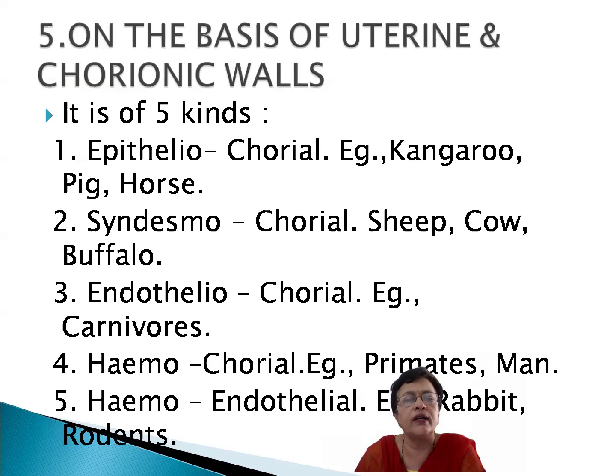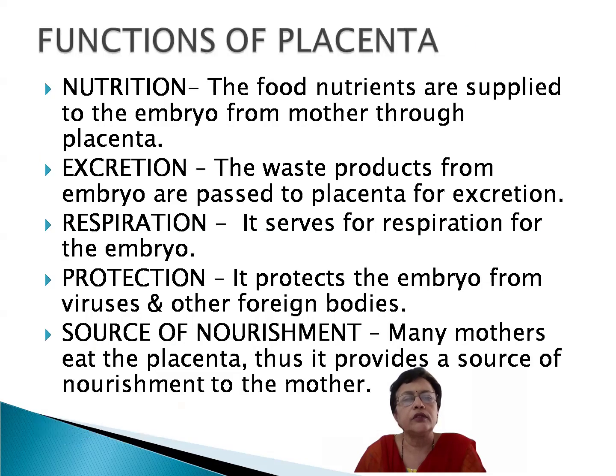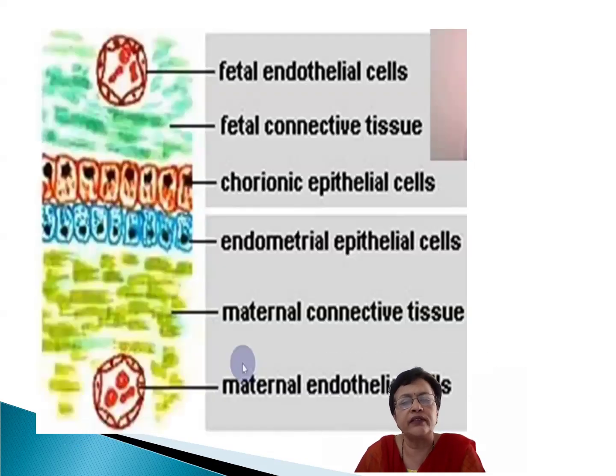Such kind of placenta is called epitheliochorial placenta, which is present in kangaroo, that is in marsupials, in pig, in horse, etc. If we take into account the next placenta, that is syndesmochorial placenta, if there is absence of the endometrial epithelial cells, such kind of placenta will be called syndesmochorial placenta, because the entire chorionic part is embedded in the maternal connective tissue and maternal endothelium. And this kind of placenta is present again in the ruminants, that is cow, goat, sheep, etc.